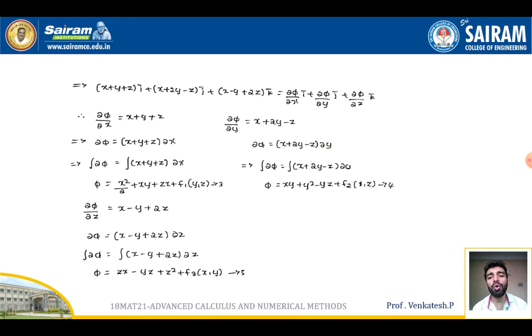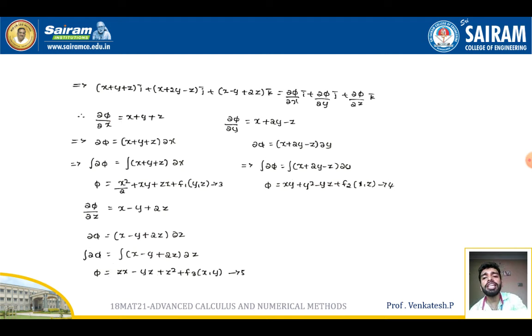So consider f is equal to del pi. So f is given like (x + y + z) i cap + (x + 2y - z) j cap + (x - y + 2z) k cap is equal to dou pi by dou x i cap + dou pi by dou y j cap + dou pi by dou z k cap. So now on equating the coefficients of i, j, k, I'll be having dou pi by dou x is equal to x + y + z, dou pi by dou y is equal to x + 2y - z, dou pi by dou z is equal to x - y + 2z. So from these three equations, I want to estimate the scalar potential pi.